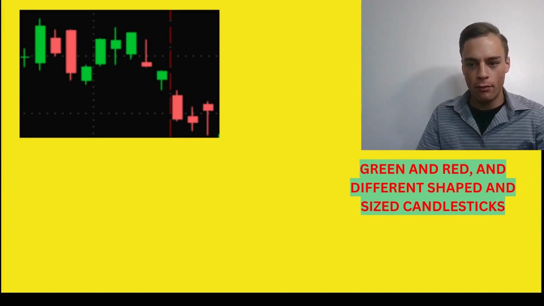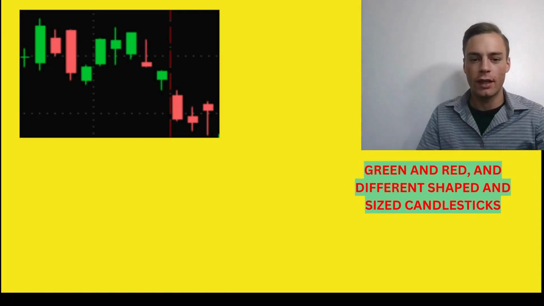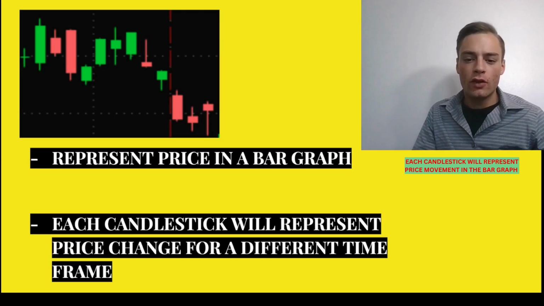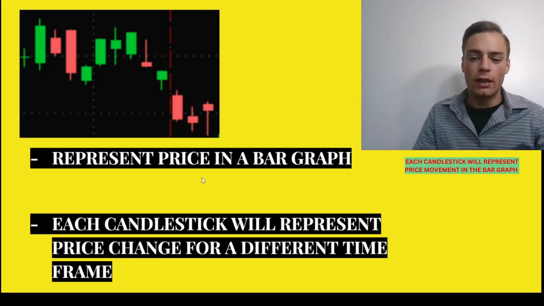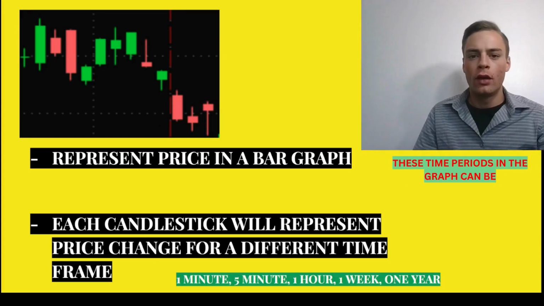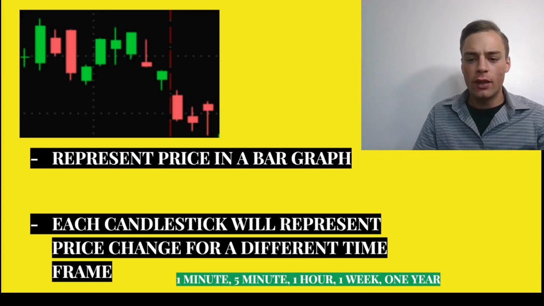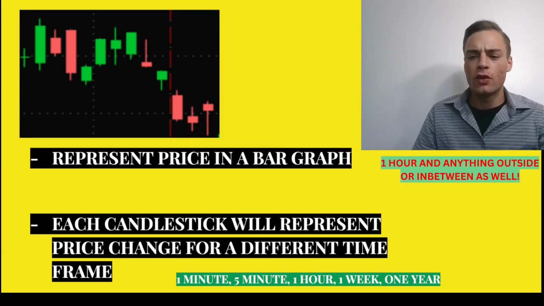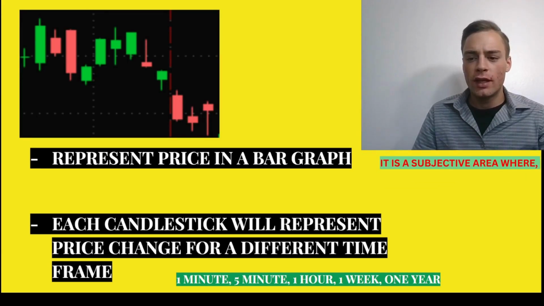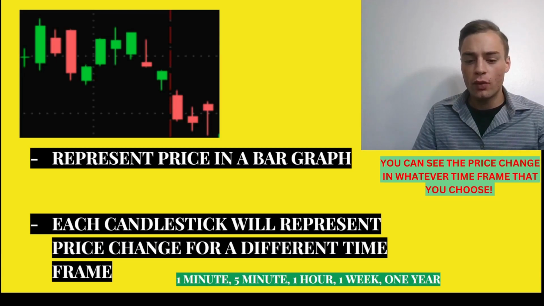We have green, red, different shape, different size candlesticks. Each candlestick will represent price change within the different time period in the bar graph. These time periods in the graph can be 1 minute, 5 minute, 1 hour, anything in between as well. It is just a subjective area where you can see the price change within whatever time period that you choose.